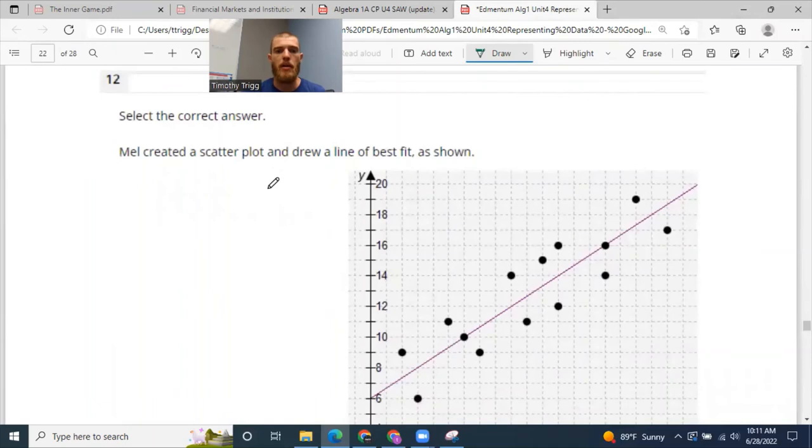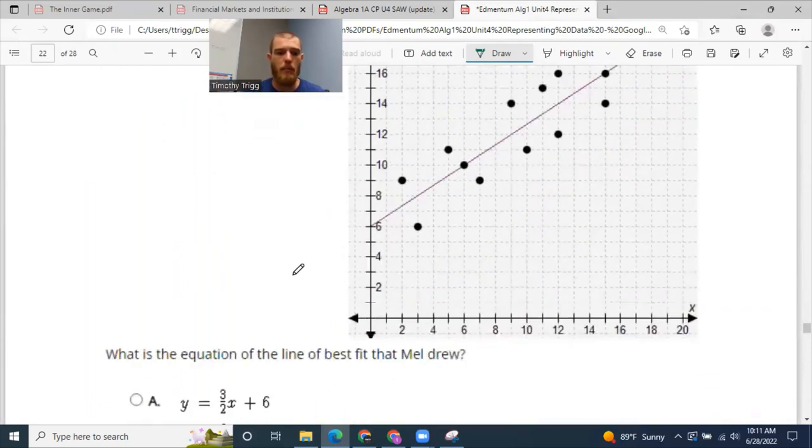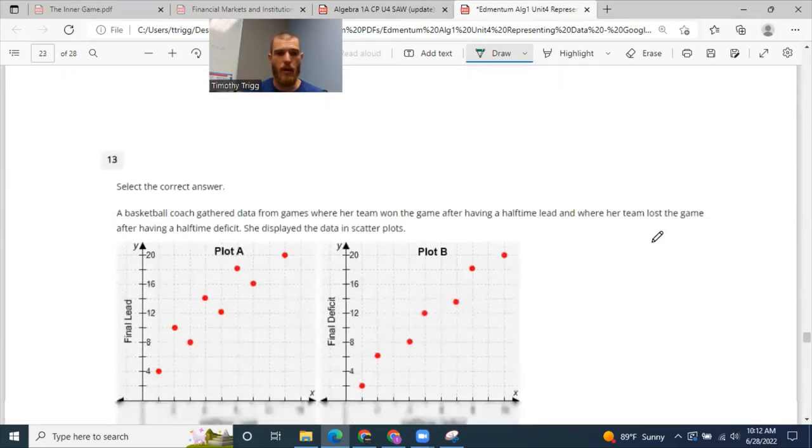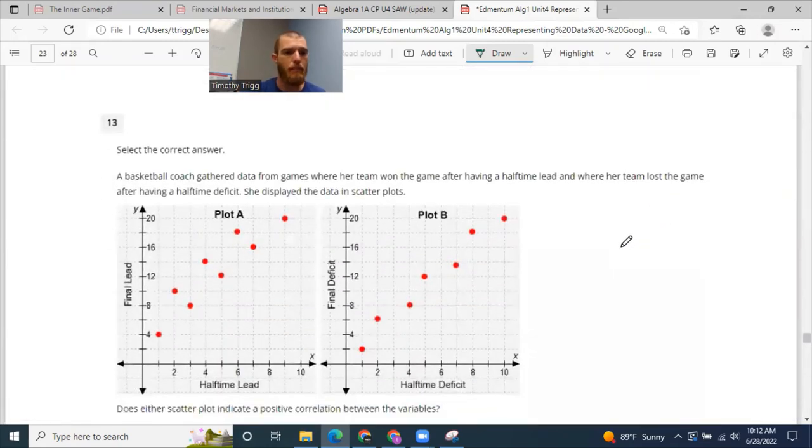Mel created the scatter plot and drew the line of best fit. Here we go. We want to write the equation in slope-intercept form, y equals mx plus b. In this case, your y-intercept is right here. That's at 6, it looks like. And you can calculate the slope by going rise over run. If you're not sure how to do that, I showed you a couple in the practice, so you can rewind the video and watch that section.